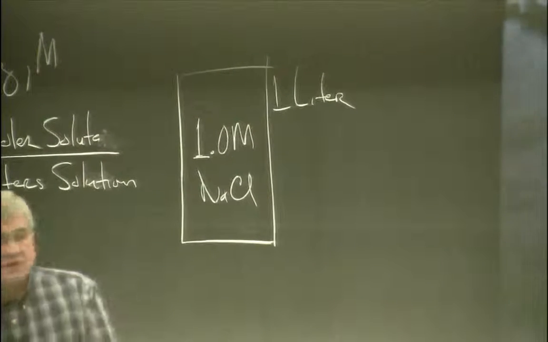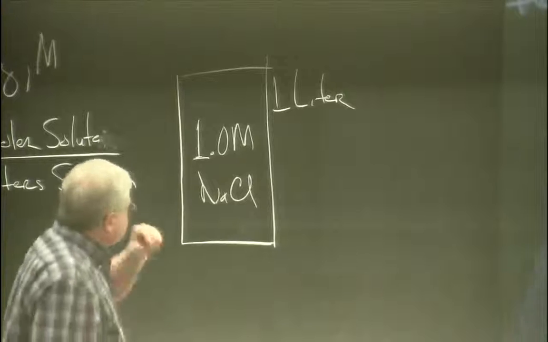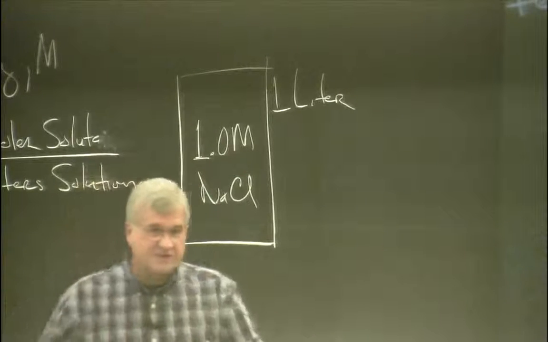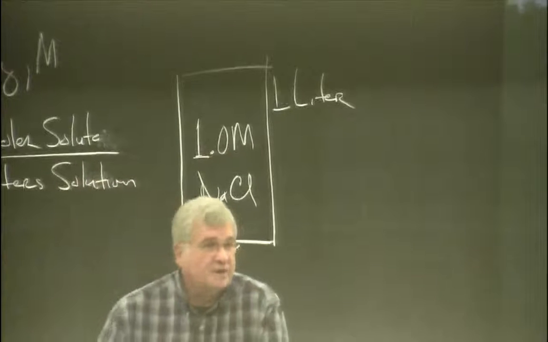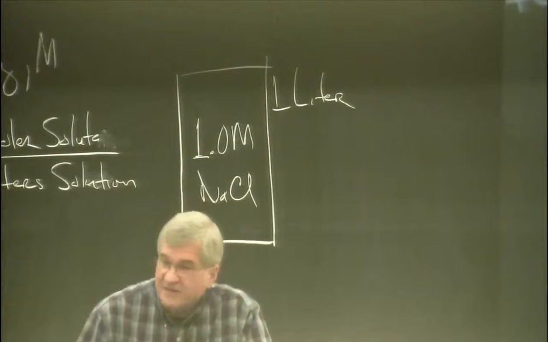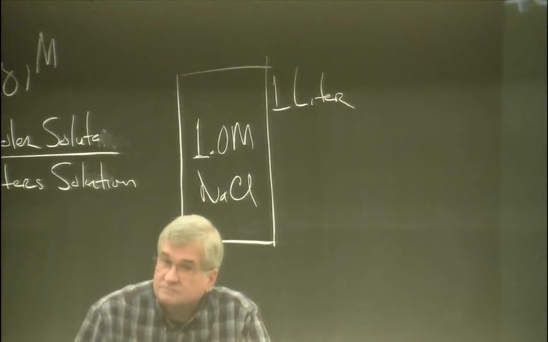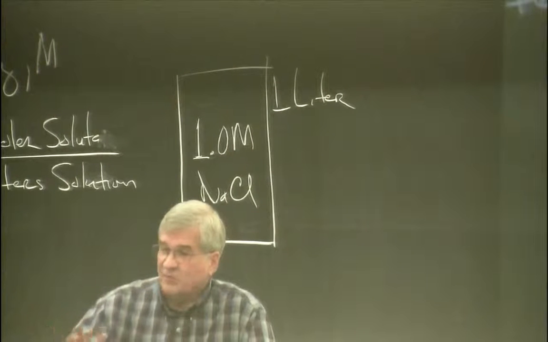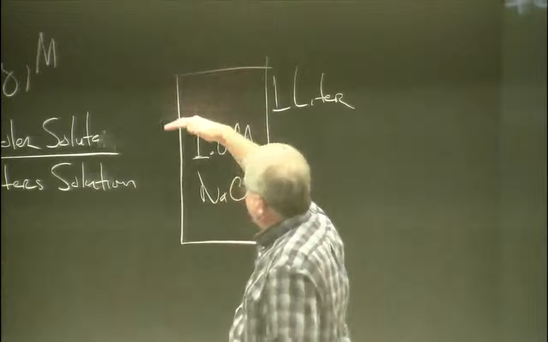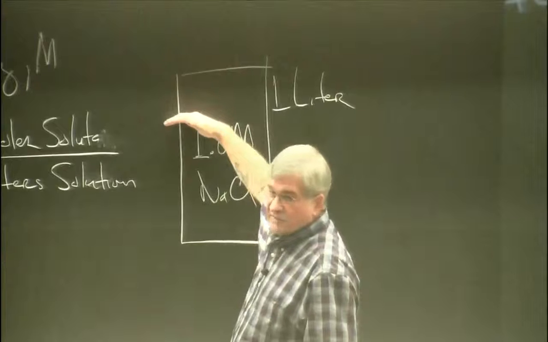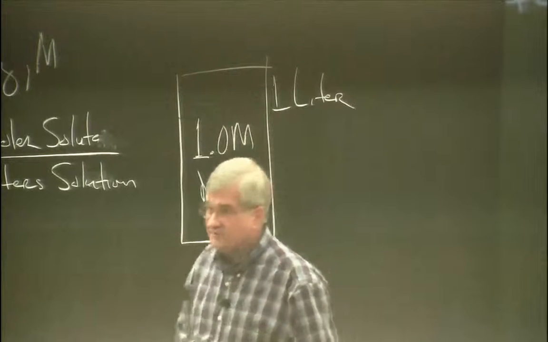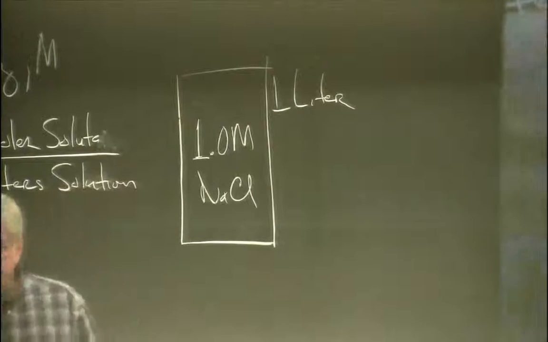All right. Now, suppose I poured off half of that, half a liter, into another beaker, another container. How many moles would be left in there? Half a mole. Remember, it's uniformly dispersed. If you pour off 1/4 of this, you're pouring off 1/4 of a mole. If you pour off half of it, you're pouring off half a mole. The concentrations will stay the same.